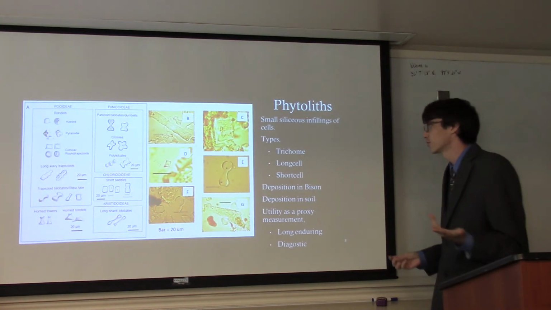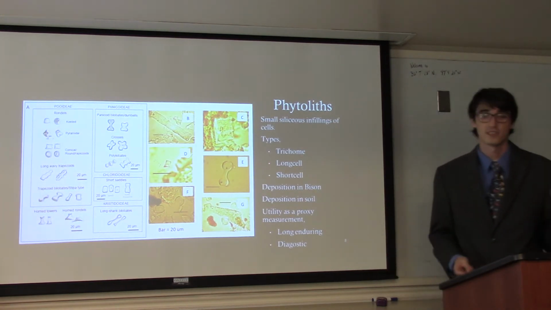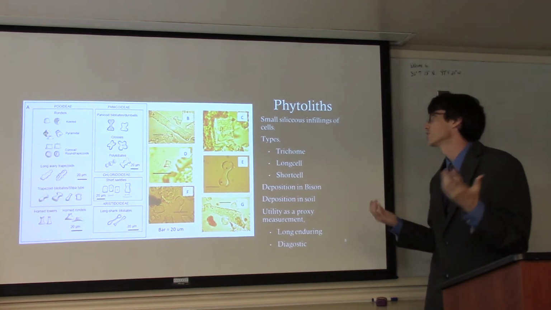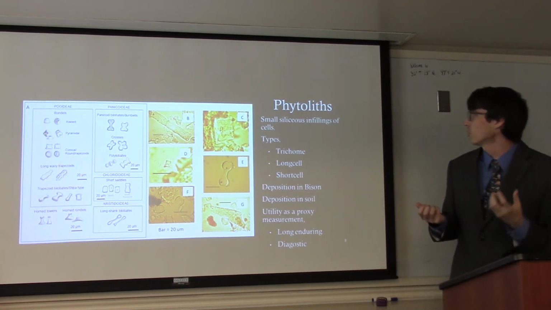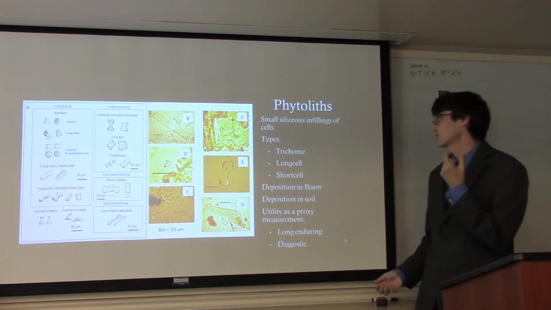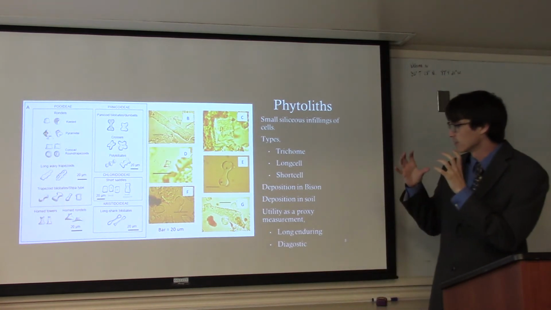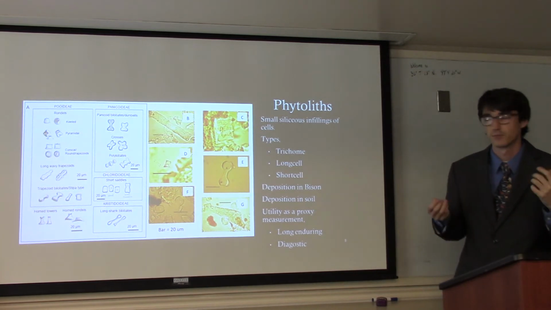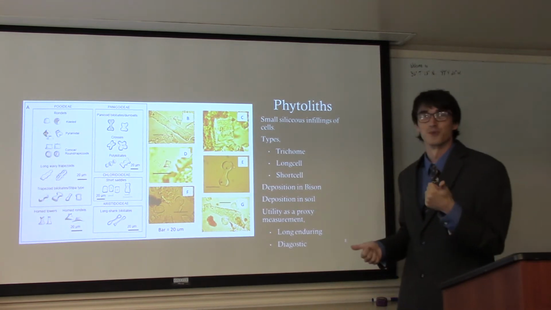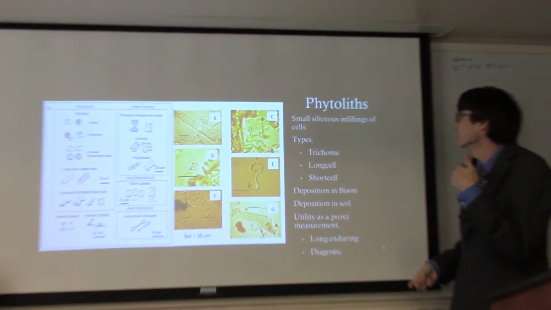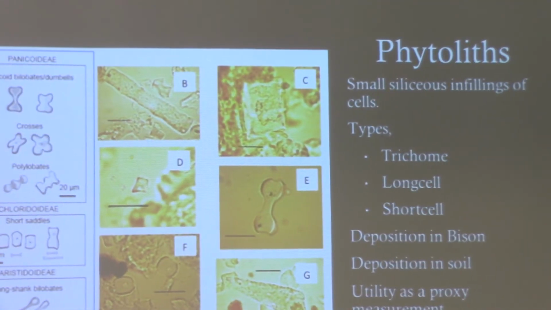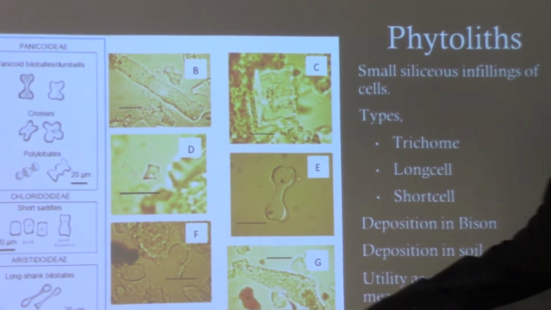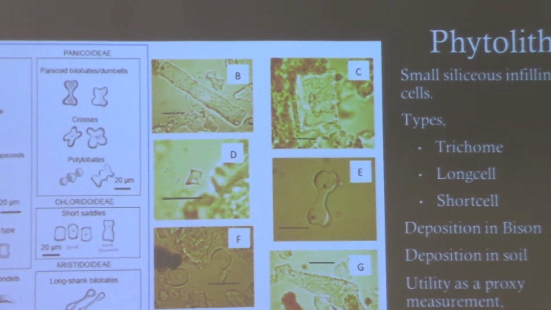So, you've heard me say this term phytoliths several times before, but what are phytoliths? Well, phytoliths are small, siliceous infillings of cells. So the cells deposit. They're small, very small. We're talking 20 micrometers, roughly.